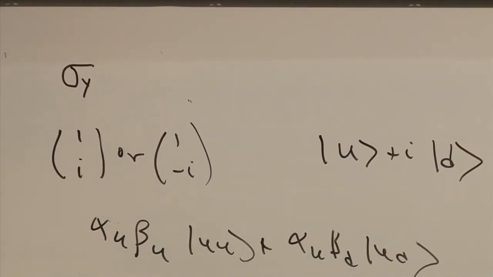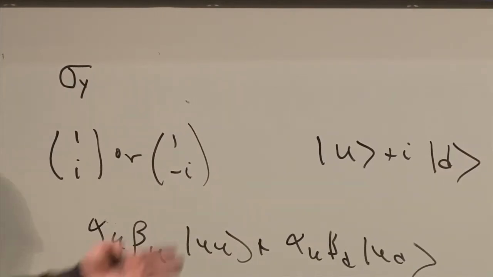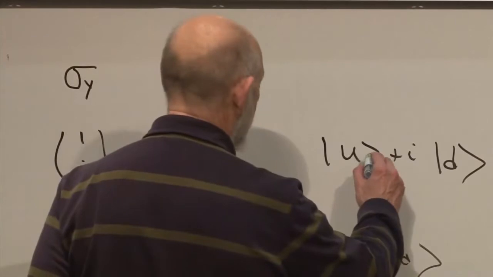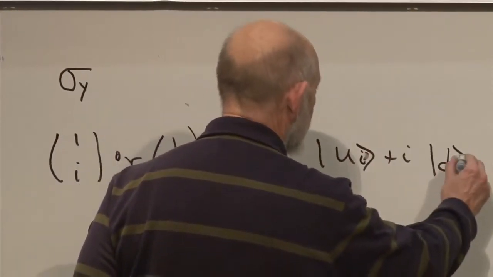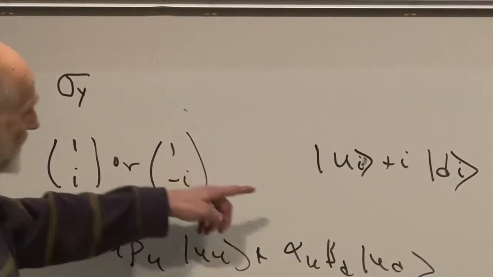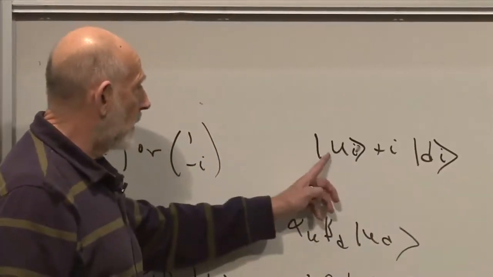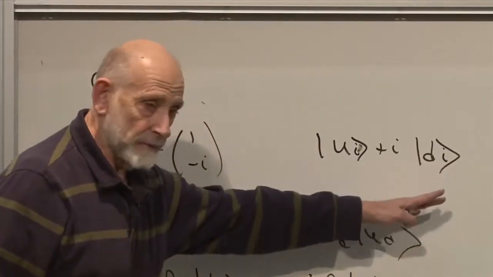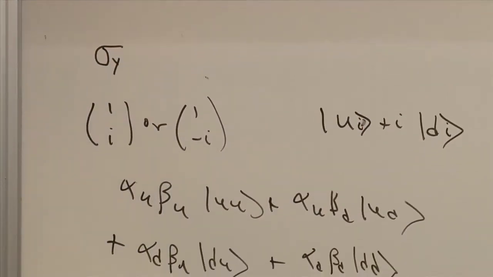If you want the eigenvector of sigma y when we're talking about the composite system, it's exactly the same, except you put an i in here and an i in here. Same i. So, for example, it could be up, up plus i down, up, or up, down plus i down, down. The i is a spectator. It just goes along for the ride.